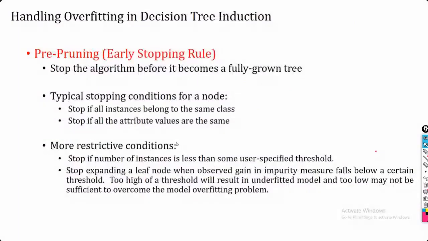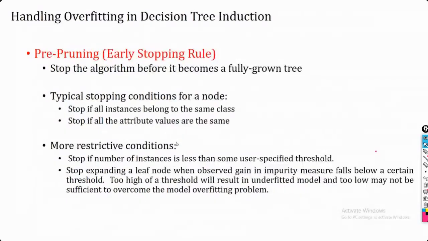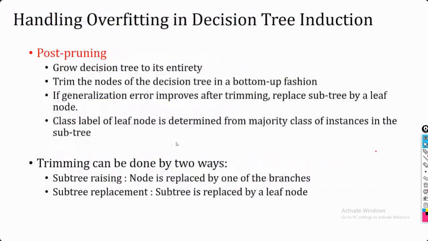As I was saying, fully exploring your tree and then performing the pruning is known as post pruning. This is early stopping: instead of fully growing your tree, I stop in between. In post pruning, we grow our tree fully, as deep as it can go, and then perform the pruning. Pruning basically means removing its branches or nodes.